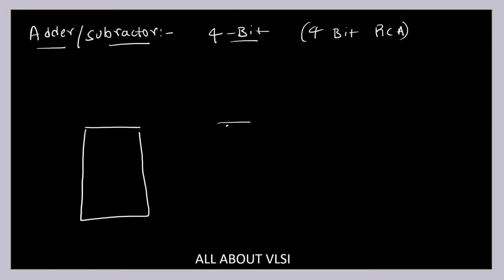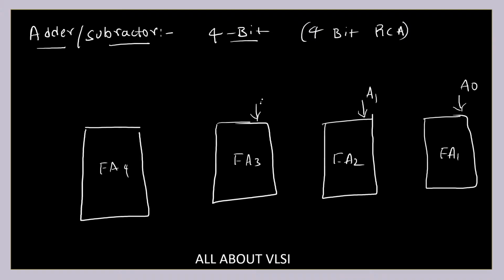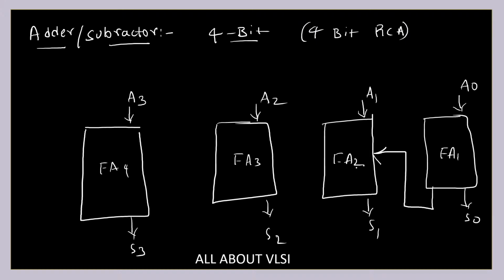I'm going to have 4 full adders which are connected. This is full adder 1, this is full adder 2, this is full adder 3, and this is my full adder 4. Now, I'm going to connect A0, A1, A2, and A3. Here I'm going to get my S0, S1, S2, and S3. And the carry from this stage is given to the next stage.